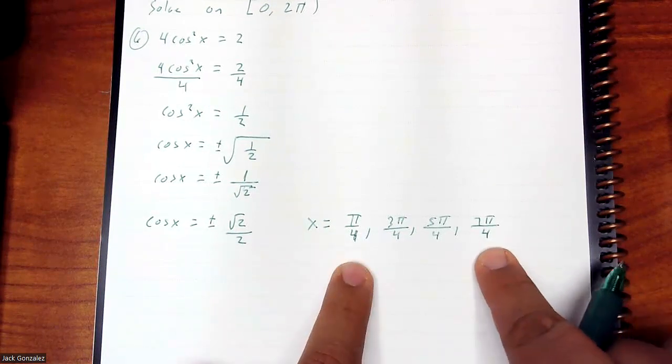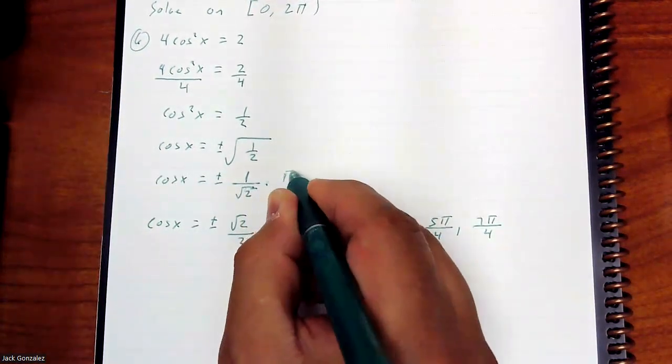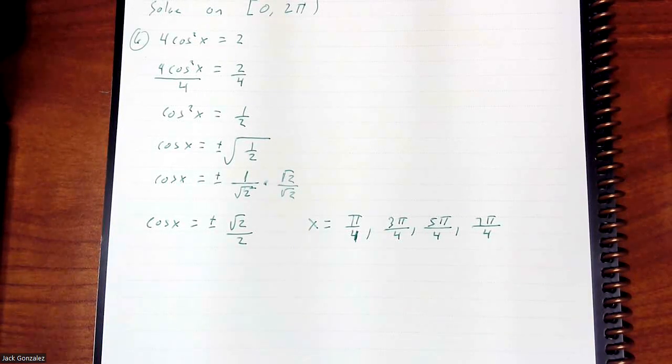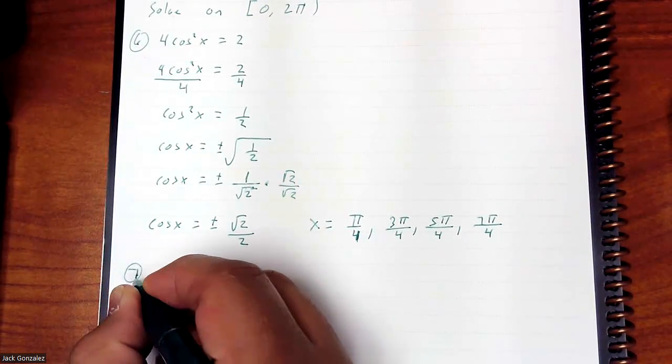Is it clear how we found these? For the bottom part, did you multiply to get this? Oh yeah, so to get there, you would do this. Okay, so that's all solutions on 0 to 2 pi. Number 7. Any questions on 6?